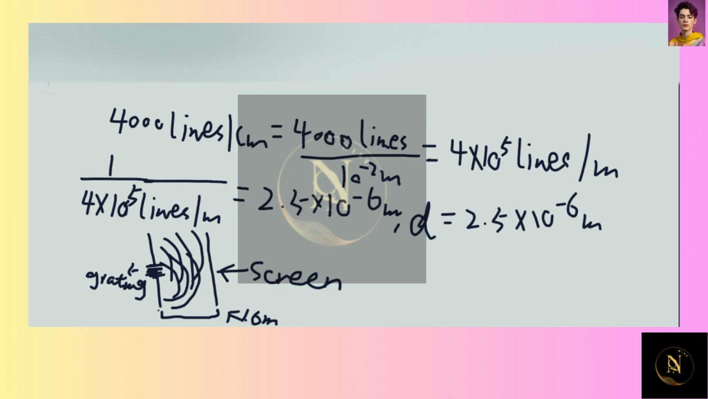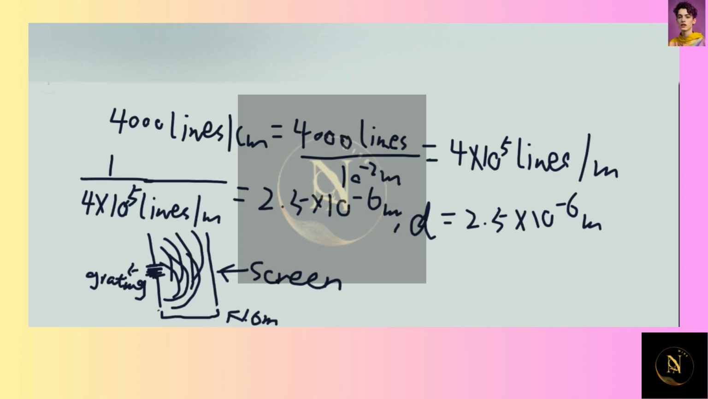And in order to get the separation between two slits, since each line has a relationship with the separation distance between the lines of the grating, we simply put 1 over 4 times 10 to the 5 lines per meter, which gives us 2.5 times 10 to the negative 6 meters. So the separation of the slits is d equal to 2.5 times 10 to the negative 6 meters.